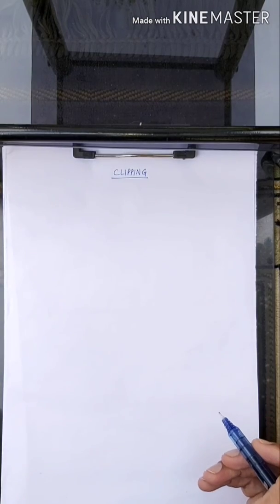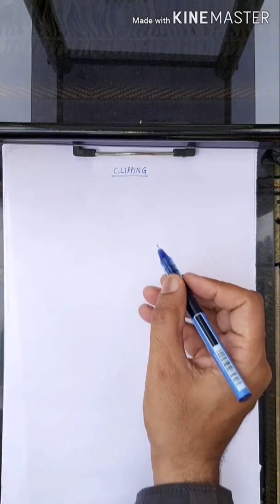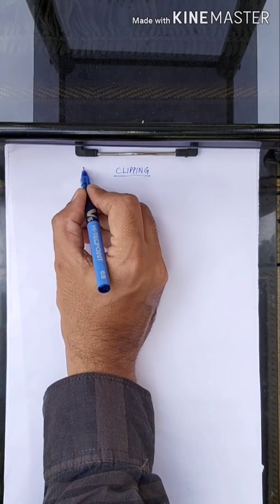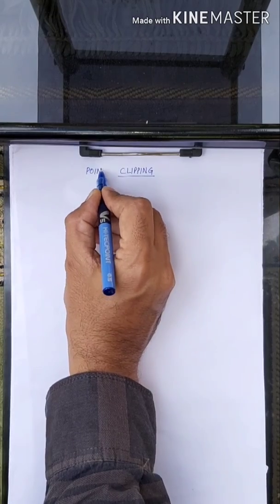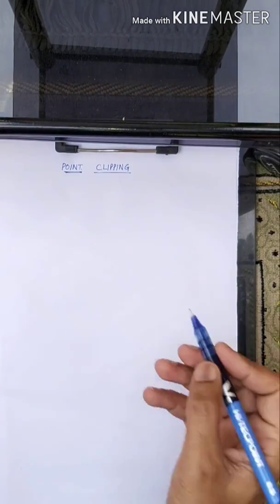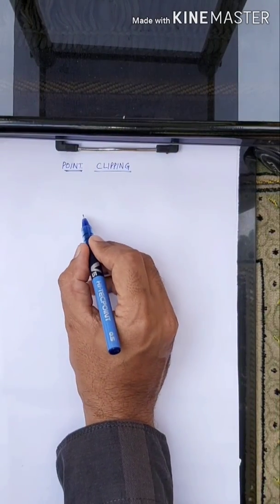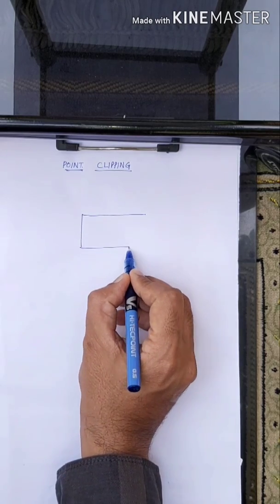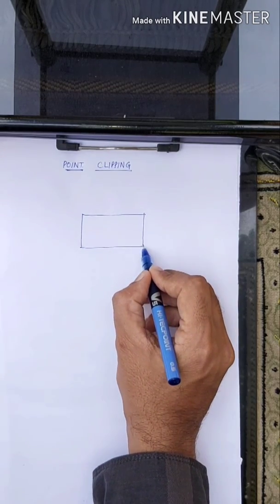Topic of today's video lecture is clipping. We will learn clipping in different steps. First of all, we will learn to clip a point. So first, basically, this is point clipping. Clipping means accepting the area of picture which is inside the window.